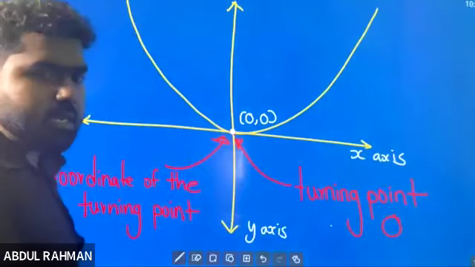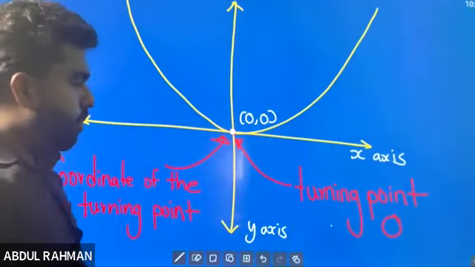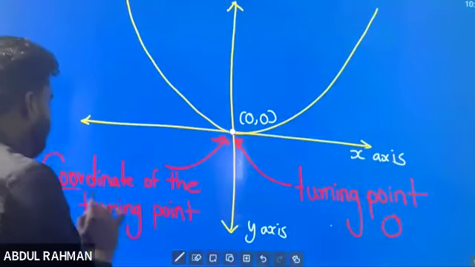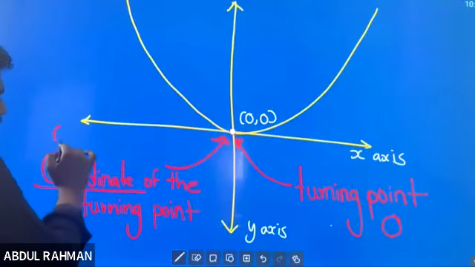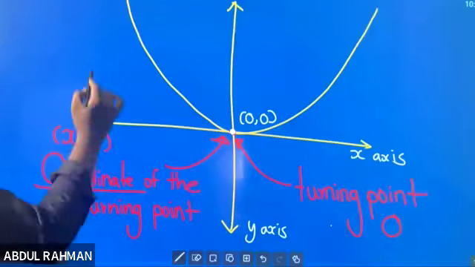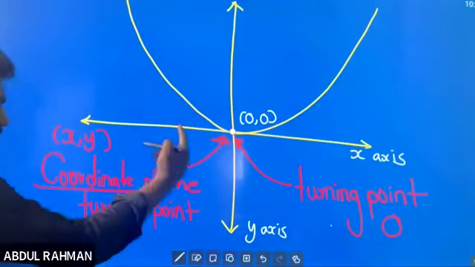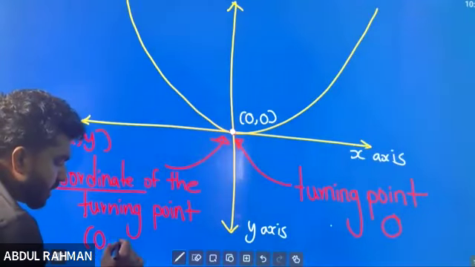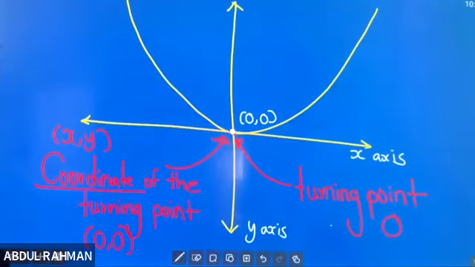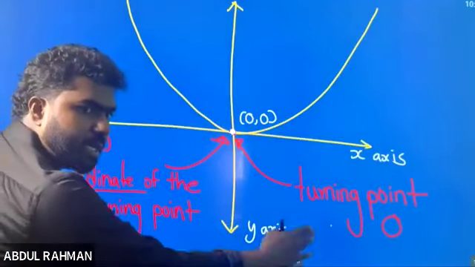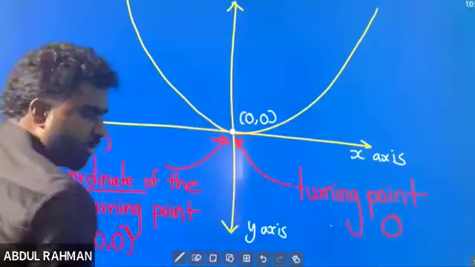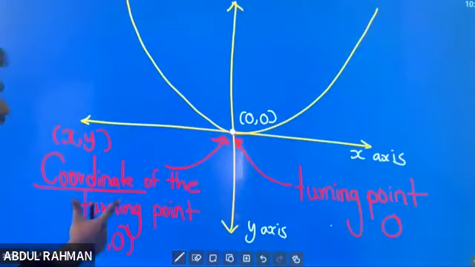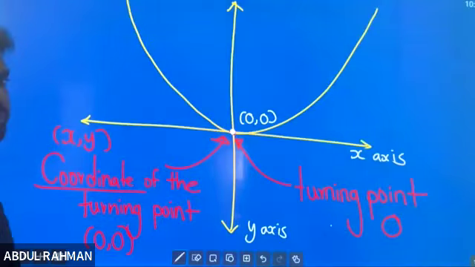That's all. Answer should be 0. But if they ask you the coordinate. What do we mean by coordinate? It is the x comma y value, right? If they ask you the value of the coordinate, your answer should be 0, 0. If they just ask you the turning point, the answer should be 0. If they ask you the coordinate of the turning point, your answer should be 0, 0.